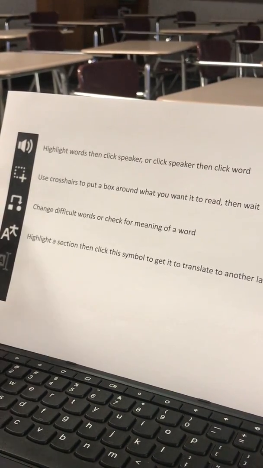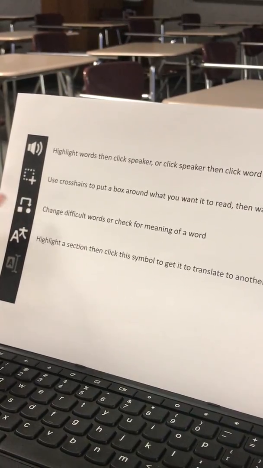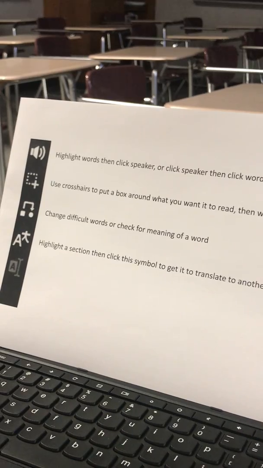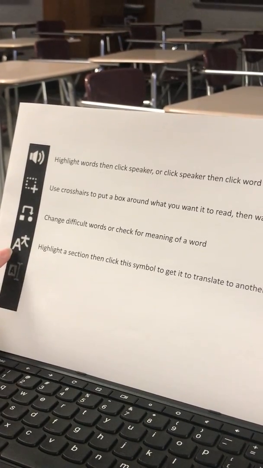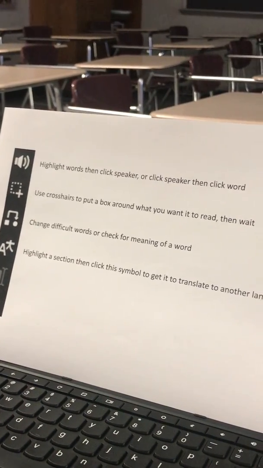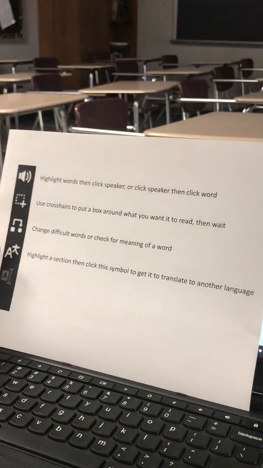And then this symbol here that looks like a square kind of changing to a circle, that's how you do the text complexity. So it might change difficult words, or you can sometimes use it to check for the meaning of a word. And then this symbol here, the A with sort of the fancy T, you can highlight a section and then click that symbol, and that's how it'll translate it to another language for you.